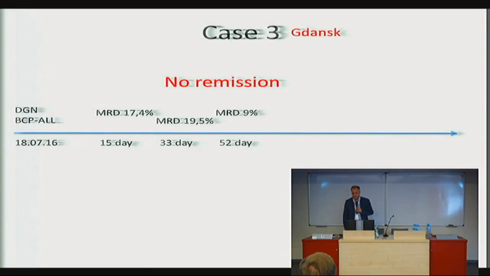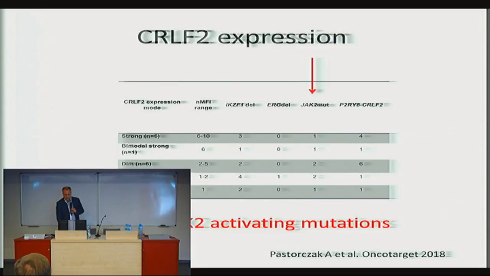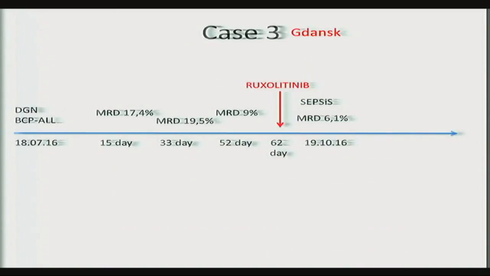But fortunately for him, we found that this guy has a higher expression, which is unusual also, expression of CRLF2 on the surface of the leukemic cells. We found in our very recent paper that the patients who have this overexpression of CRLF2 on the surface of leukemic cells very often have activating mutations in JAK2. And in this case, we found the fusion of JAK2, which activated the JAK2 kinase. And we gave this guy ruxolitinib for the treatment.